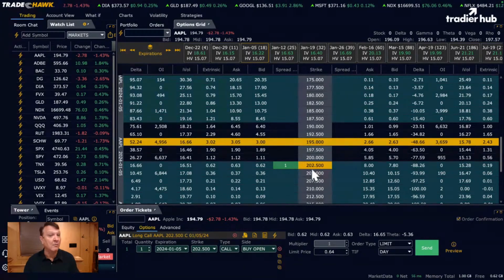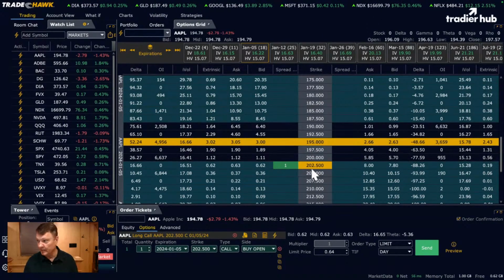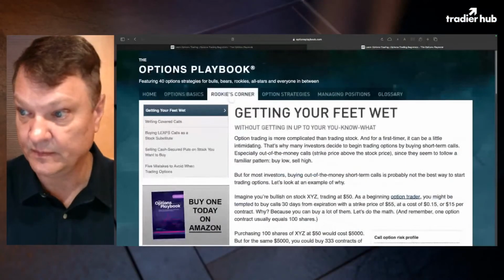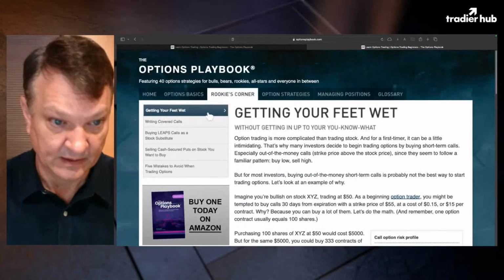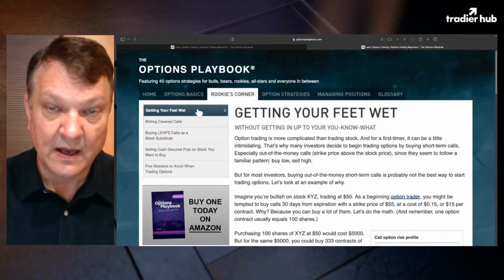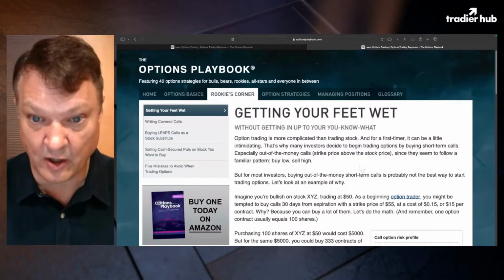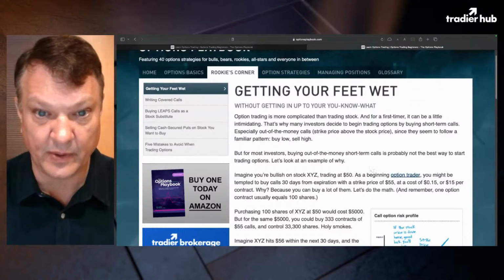Okay, so how might I trade better? Well, I'm going to jump back out here just for a second. And I'm going to suggest in the options trading world, and now we're back in the options playbook, I'm going to go to the rookies corner inside the options playbook, getting your feet wet. This section is literally called getting your feet wet, and you can read a little bit more about it.